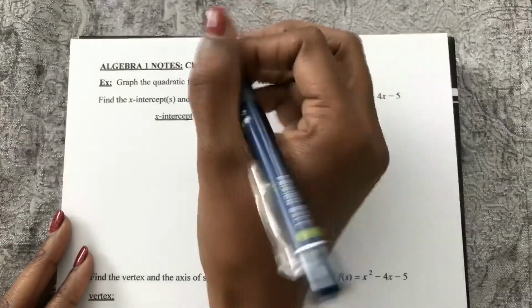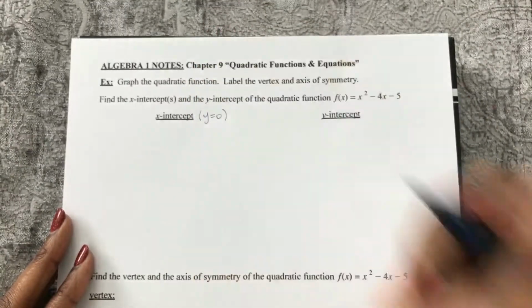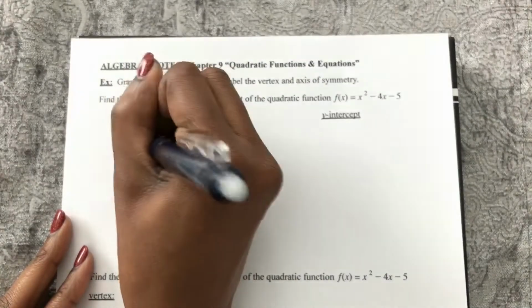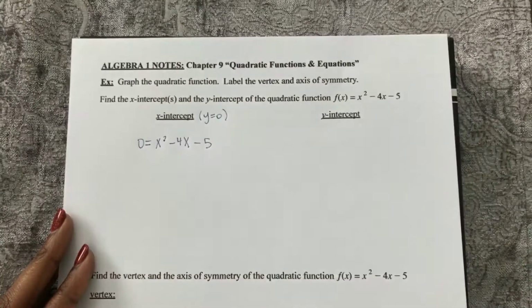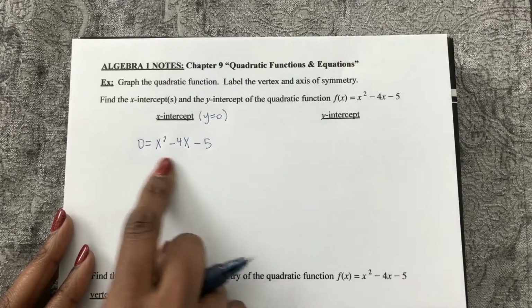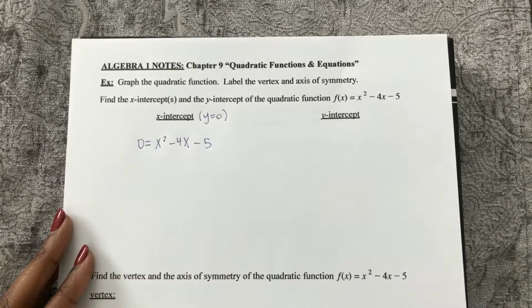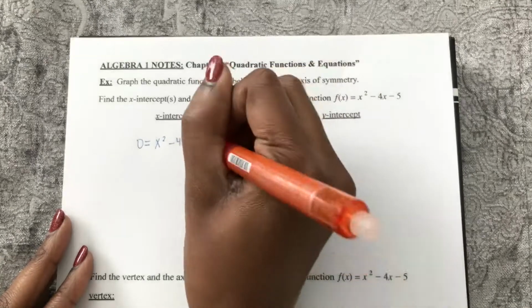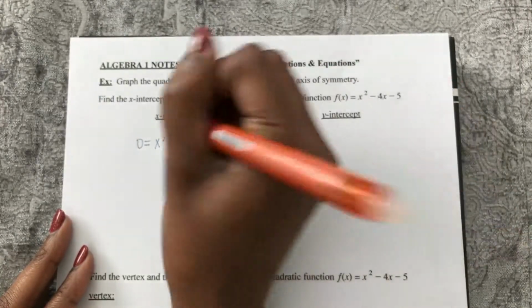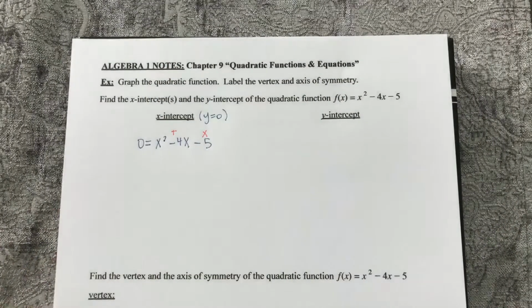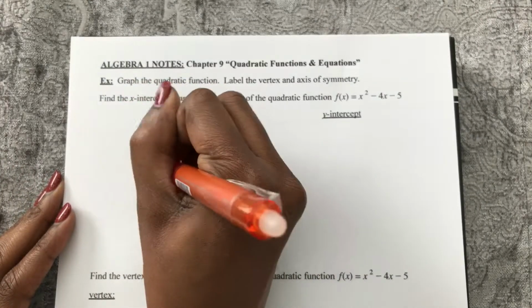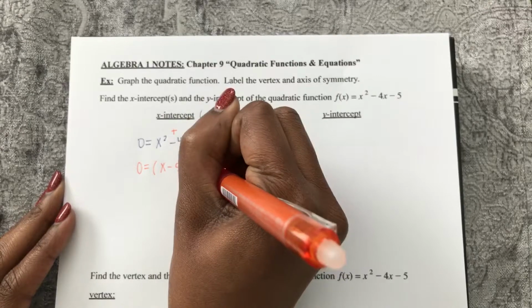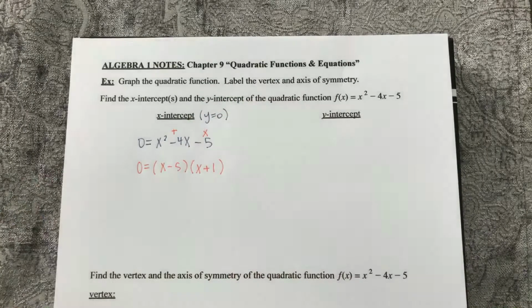So first, to find my x-intercept, y is 0. So 0 equals x squared minus 4x minus 5. To solve this quadratic, I'm going to factor. I'm looking for two numbers that multiply to make -5 and add to make -4. So those numbers give x minus 5 and x plus 1.